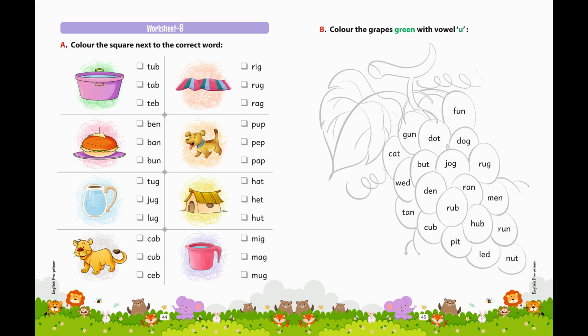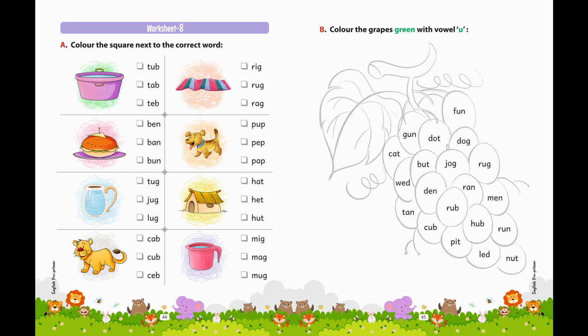A cute little pup. Mark the word pup. This is a jug. Choose the word jug. A hut. Can you find the correct word? Color hut. It's a cub. A baby lion. Pick cub. This is a mug. Find and color the word mug. Great job matching the pictures with the correct words.